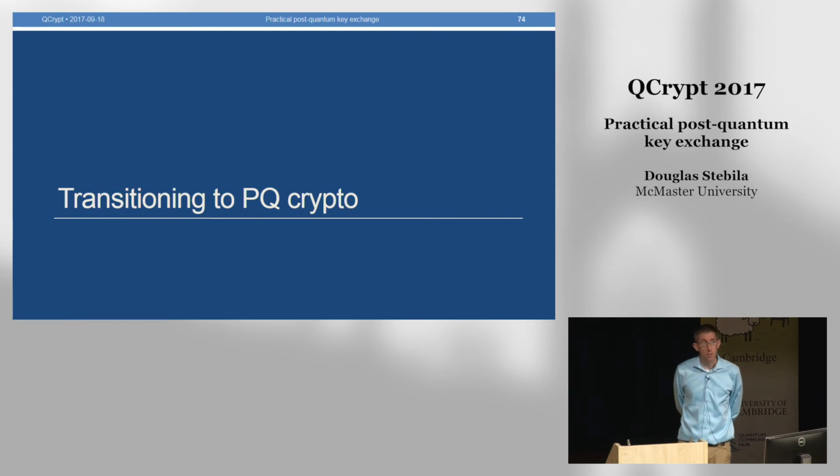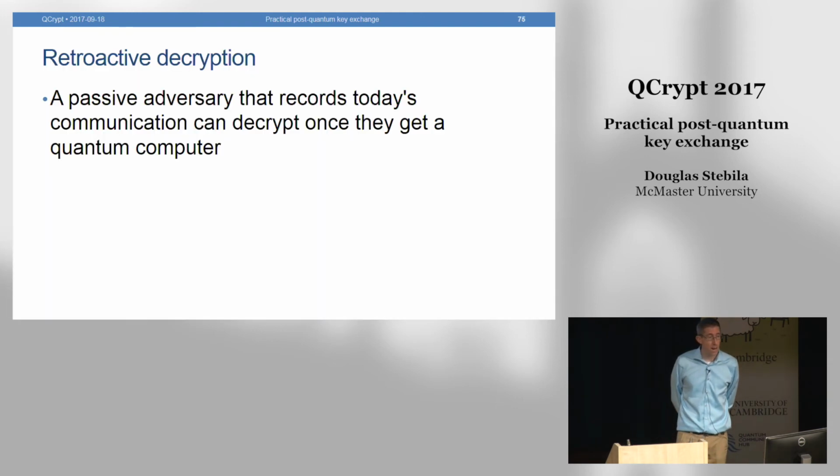I mentioned the timeline at the beginning, that we want to make sure we have algorithms in place before quantum computers are available. But in fact, we might want to have algorithms in place well before that. And that's due to the problem of retroactive decryption. A passive adversary who records communication today can decrypt that in the future once they get a quantum computer. So if you have anything that's encrypted today using elliptic curve Diffie-Hellman or RSA, in 30, 40 years, when there's a quantum computer, someone can retroactively decrypt that.